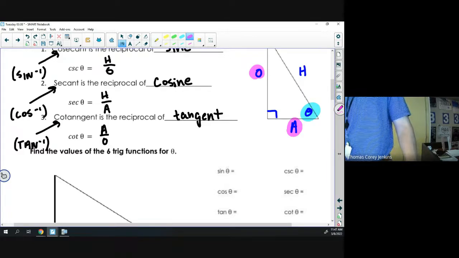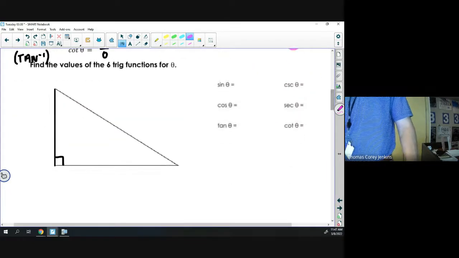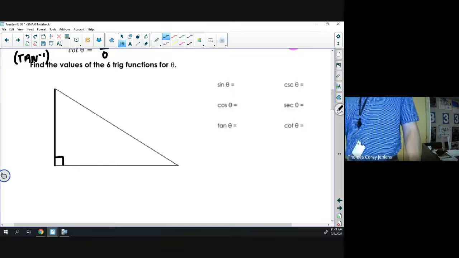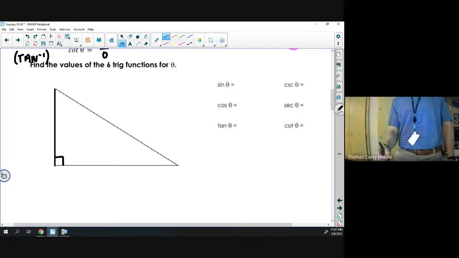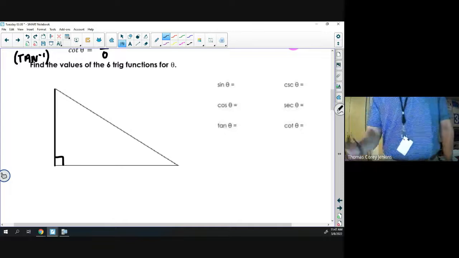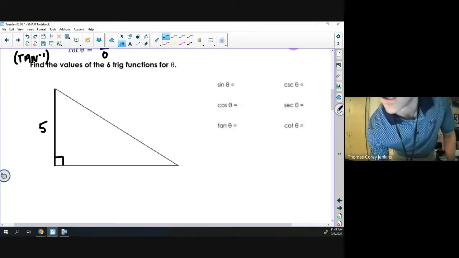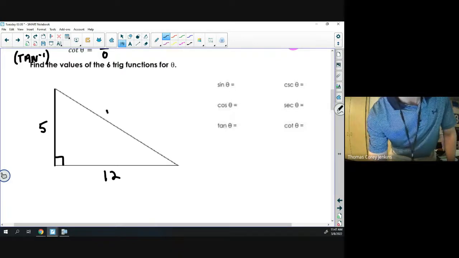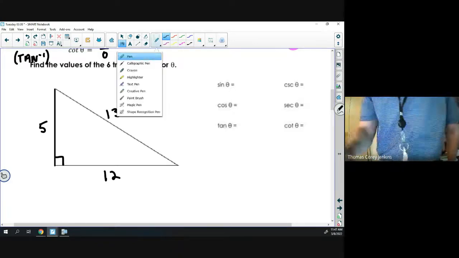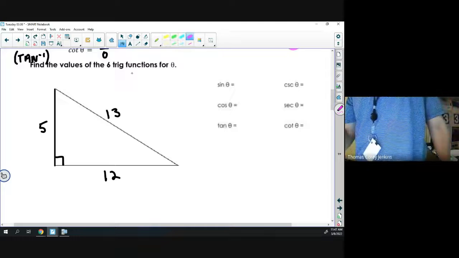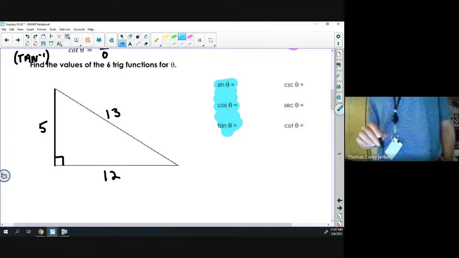Okay, let's do some more examples, and then maybe sometimes you just got to see some numbers in there. That's kind of how my brain works. Anyways, let's say this right triangle has dimensions. Short leg is 5, long leg is 12, hypotenuse is 13. So given that and what I just told you, try to figure out what sine, cosine, and tangent are.